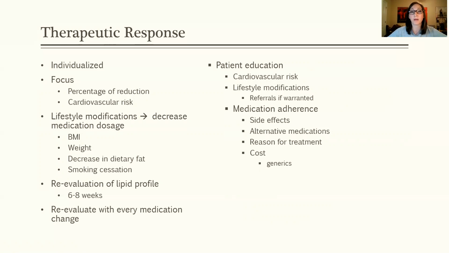There are a lot of generic medications that are lower cost that can be prescribed. So talking with them about those things, and also about lifestyle modifications, if they're having issues with anything such as their diet or exercise, referrals can be made to help them find what works best for them.